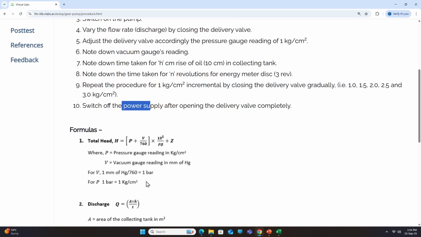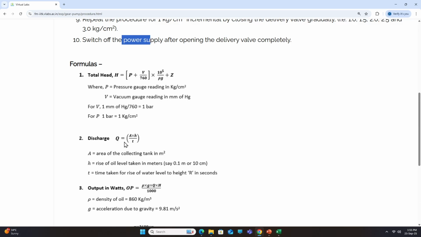So, these are certain relations which are used to calculate the total head. Total head is given by H is equal to P plus V by 760 into 10 raised to power 5 by rho g, plus z. Here P is the pressure gauge reading, and V by 760 is there because we are talking about mercury. Then we have discharge, which is A into h by t, that is total volume per unit time, area into height, the rise to which the water rises. It is 10 centimeters, that is 0.1 meters.